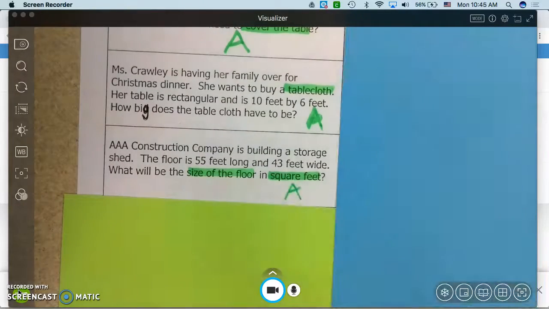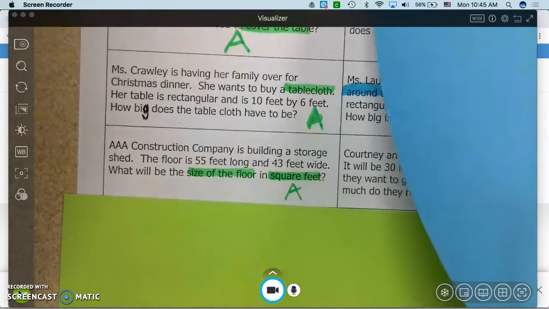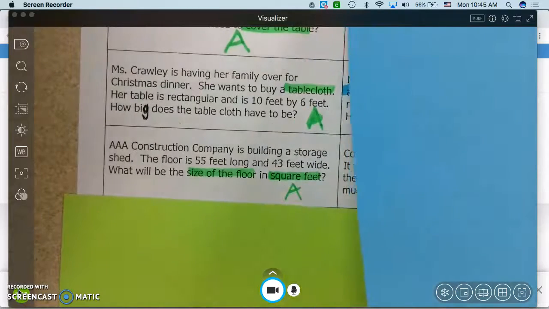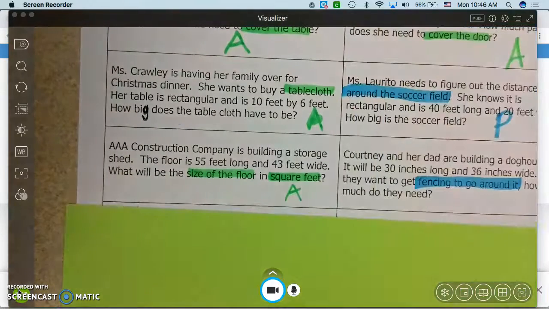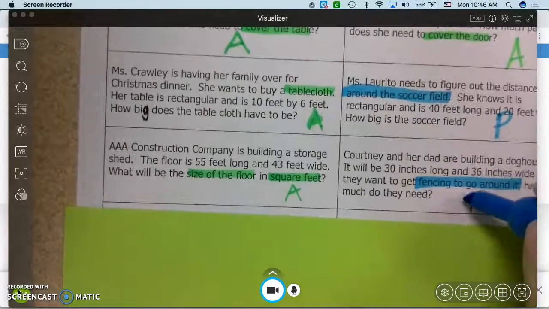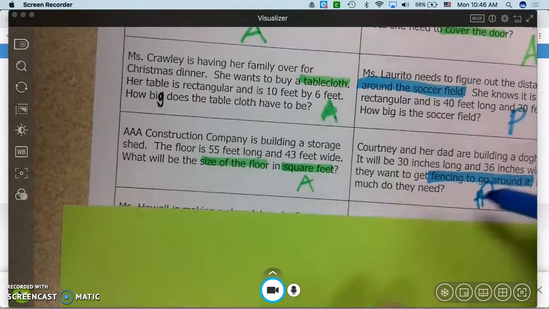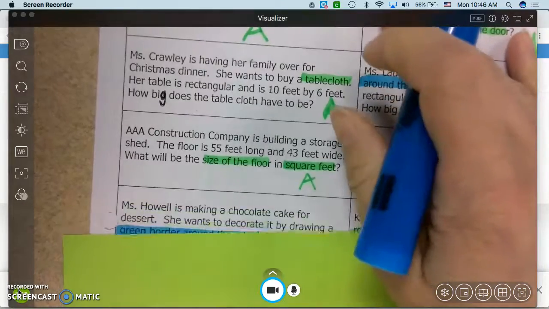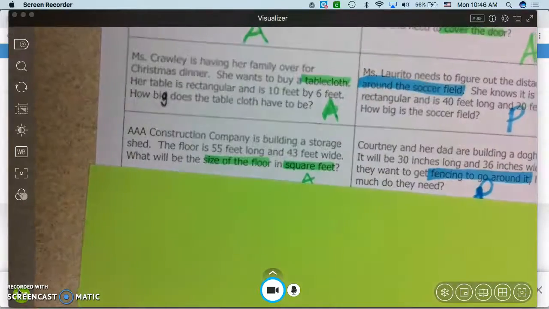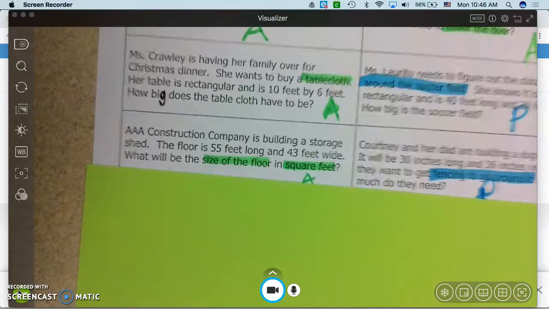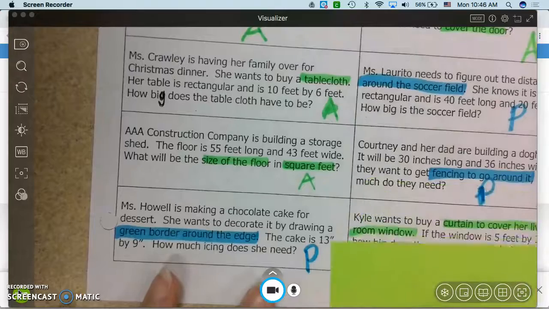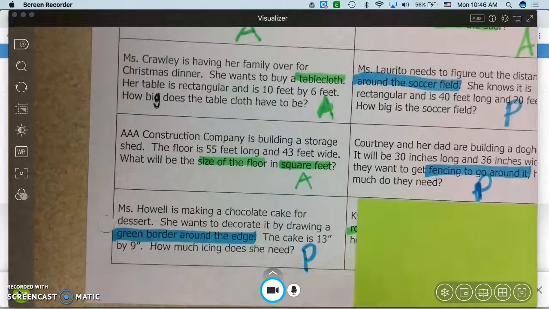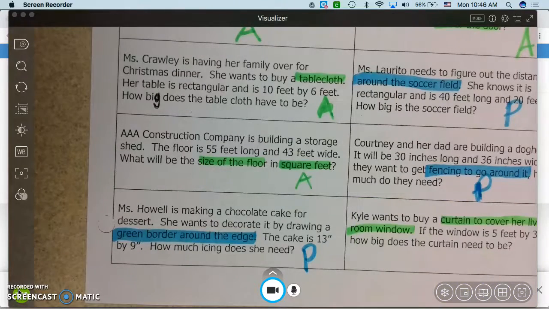All right, the next one. They want to put a fence around a doghouse. What would that be? Perimeter. And they're making a chocolate cake, and she wants to put a green icing border around the cake. What would that be? Perimeter. And the last one, they're getting a curtain. So think about a curtain. Would that be area or perimeter? Area.